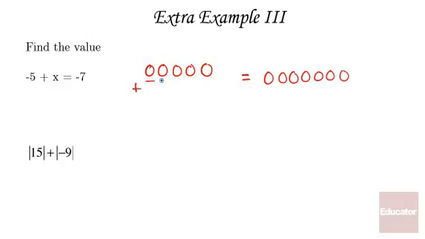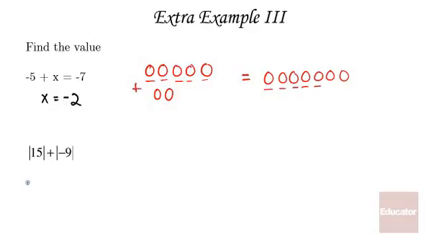Okay, so I have 5 here, and I have 7 here. Okay, how many more do I need? I need 2 more, right? 2 more red, and that is negative 2 because red I know is negative. So I have to add negative 2 more.